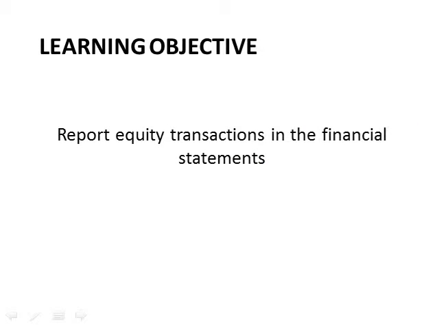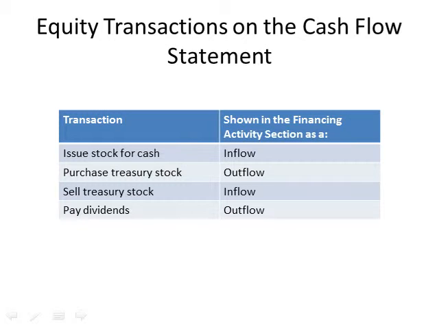So finally, let's talk about how to report equity transactions in the financial statements. Many of the transactions covered in this chapter are reported on the statement of cash flows. Equity transactions are financing activities because the company is dealing with its owners. Financing transactions that affect both cash and equity fall into three main categories: the issuance of stock, treasury stock, and dividends. And we see how each of those transactions is shown in the financing activity section on the statement of cash flows.